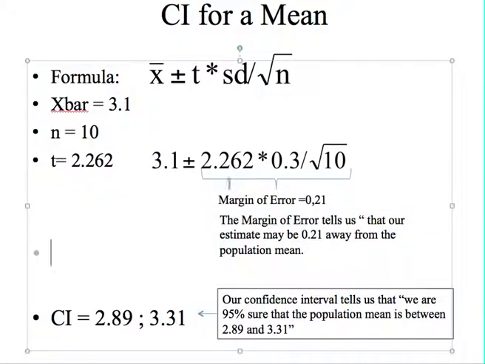Okay. Now, when we add and subtract the margin of error from the sample mean, we have our confidence interval. This is the lower level and the upper level. So, to interpret this, we can say that we are 95% sure that the population mean is between 2.89 and 3.31.